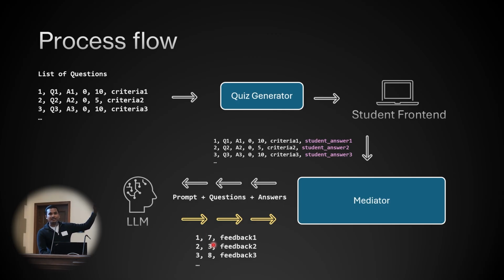And then the LLM would give you the question ID, the grade, and the feedback. Question ID, grade, feedback. So the mediator will send that information back to the student front end, so the student will be able to see the grade and the feedback. Does that make sense? Right.